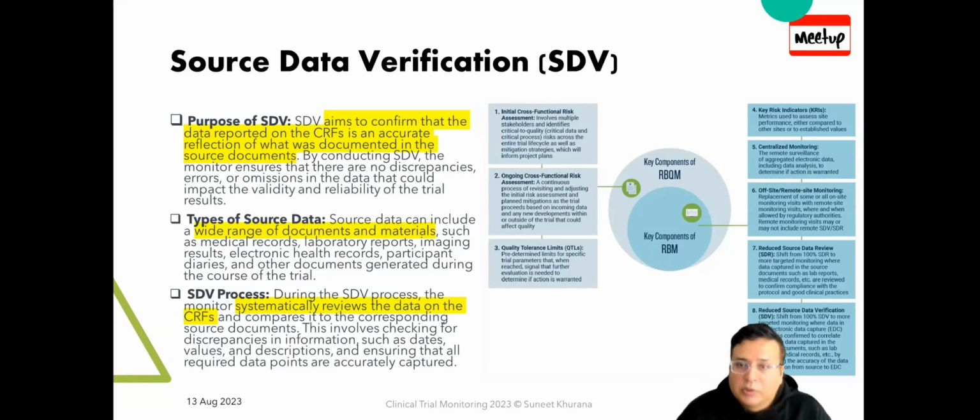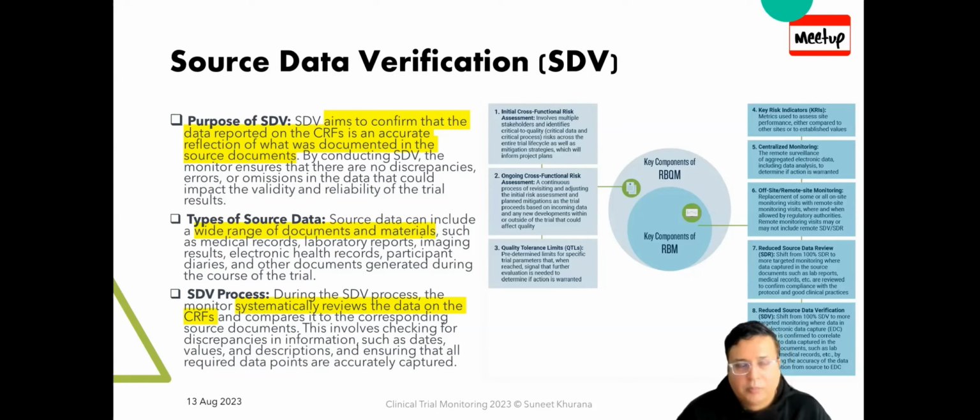So this diagram on the right is showing the various components of risk-based monitoring. In the next slide, I will show you what this means. There are 8 components: the initial cross-functional risk assessment, then the ongoing cross-functional risk assessment, quality tolerance limits, key risk indicators, centralized monitoring, offsite remote site monitoring, reduced source data review, and reduced source data verification.